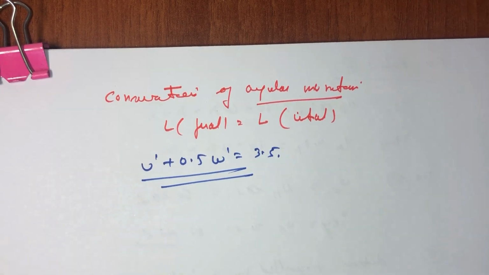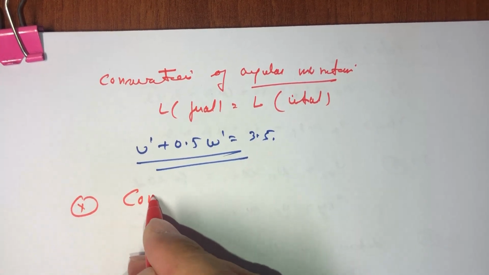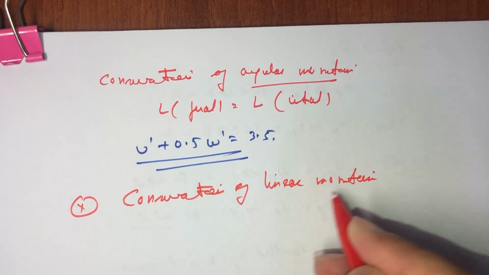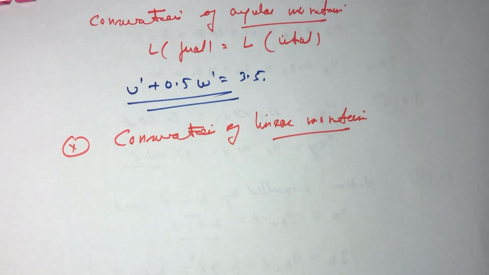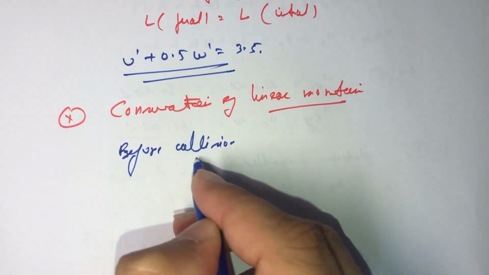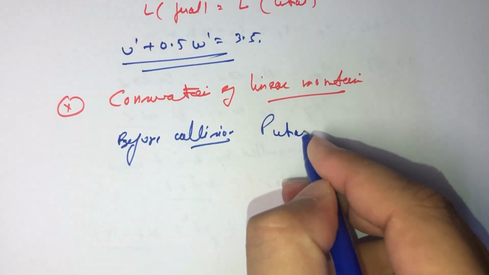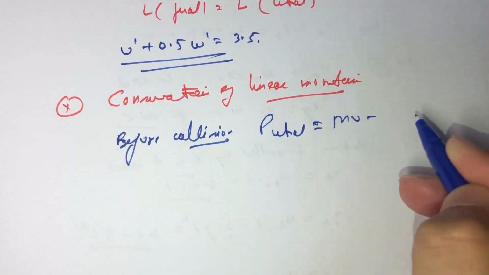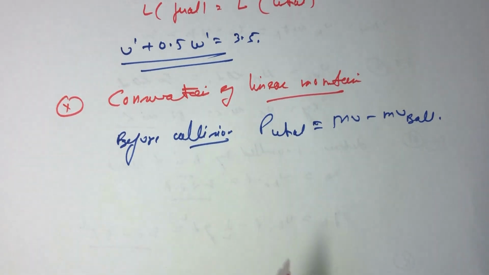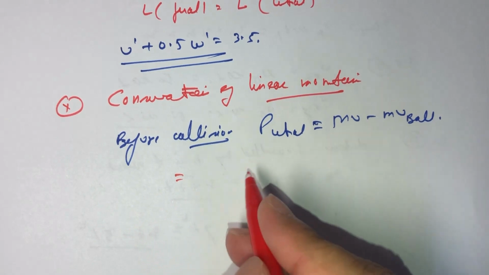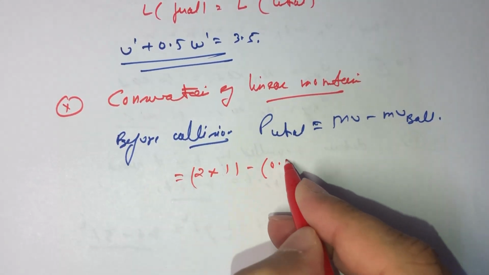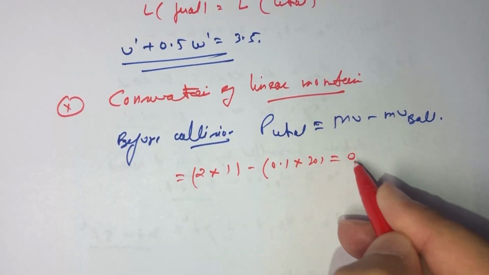Now considering the conservation of linear momentum, before collision, P initial will be equal to the linear momentum of the ring minus the linear momentum of the ball, and the mass of the ring is 2 kg, velocity is 1, minus the mass of the ball is given as 0.1 and velocity of the ball is given as 20. So this comes equal to 0.